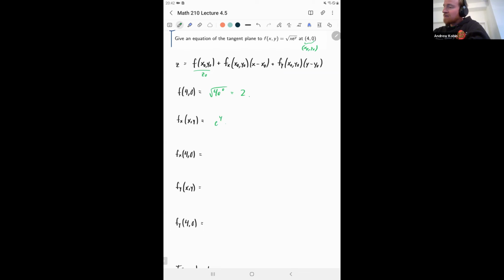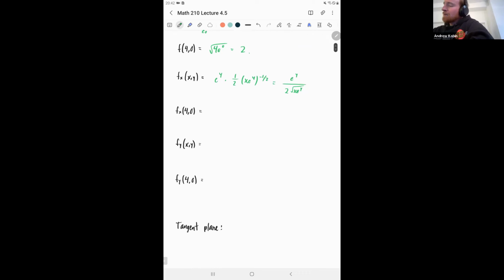It's a chain rule problem, so I need to multiply by the derivative of the inside, and I need to do the chain rule. So the square root is a 1/2 power. I'll bring down the 1/2 and drop the power by 1. And just for the sake of being able to plug things in, I'll rewrite this as follows. This is e to the y in the numerator and a 2 square root of x e to the y in the denominator. So this can be simplified, but this is good enough to evaluate this partial derivative at 4, 0. Again, let me just plug all the things in so we can see them.